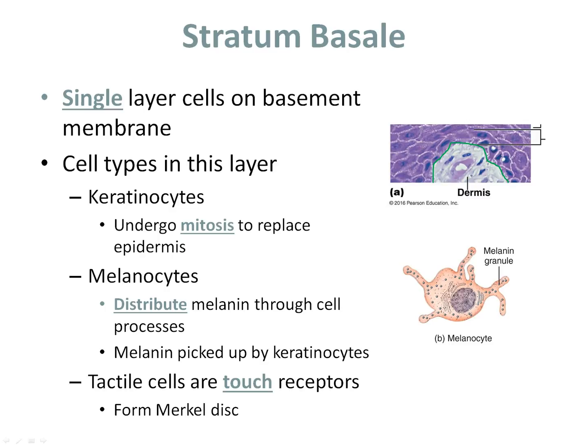The final type of cell you can find in this layer are the tactile cells. So they're touch receptors, and they form the Merkel disc. So the touch receptor cell plus the nerve that it's attached to form that tactile or Merkel disc.